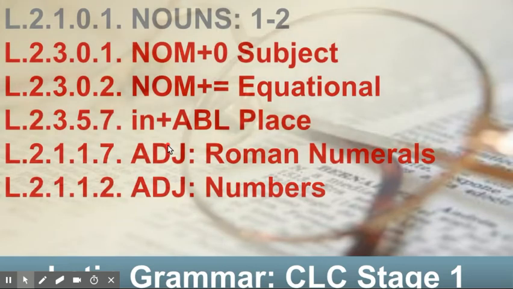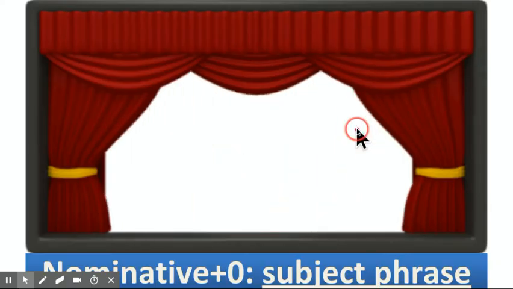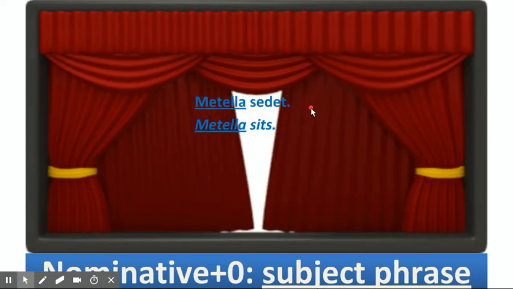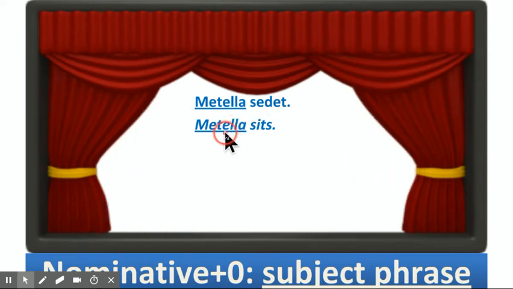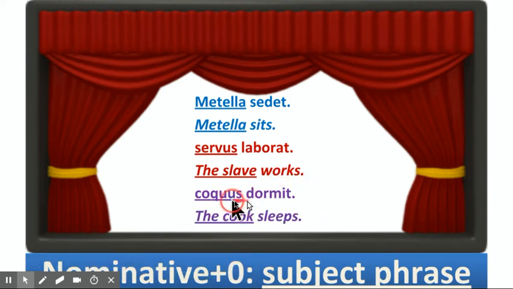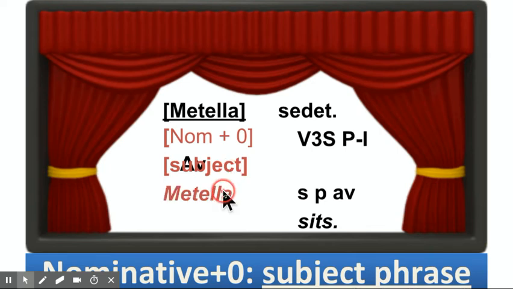Now, what's the purpose of these cases? These cases will signify phrases or how something's used. For example, in the story, we see Metella sedet. Metella sits. Who's doing the sitting? Metella. Why? Because she's nominative. Servus laborat. Oh, the US ending is nominative. So that's a subject phrase. The slave works. Coquus dormit. The cook sleeps. That's a subject phrase because it ends in US. That tells you the nominative is the subject phrase. So here we see Metella, nominative plus no other signals, subject, Metella. That's how you translate it.